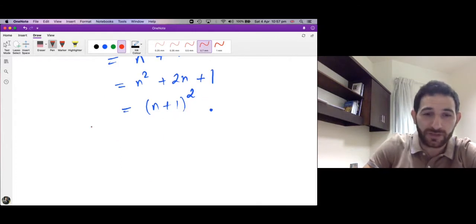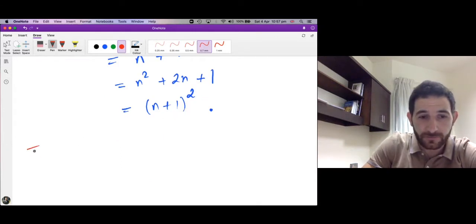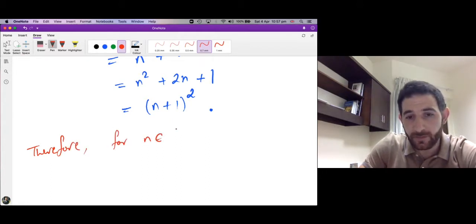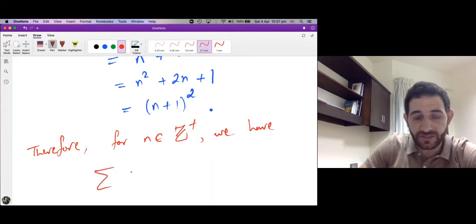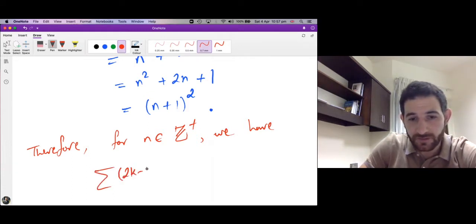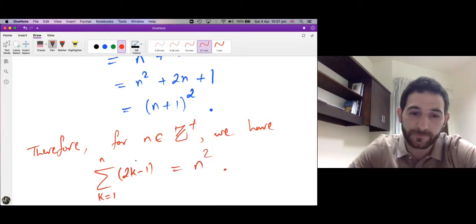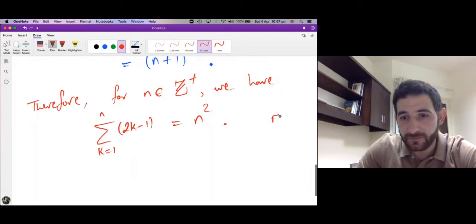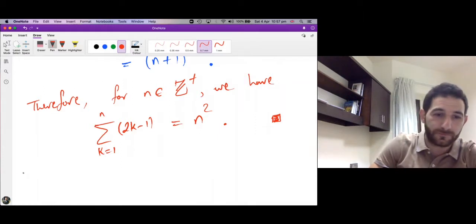This means by mathematical induction, therefore, we proved by mathematical induction that for all n in the positive integers, the summation of the first n odd numbers, so 2k minus 1, where k starts from 1 and stops at n, is indeed n squared. Okay, so this is what we proved, and this is the end of proof.